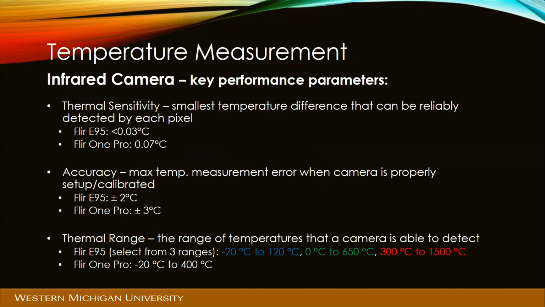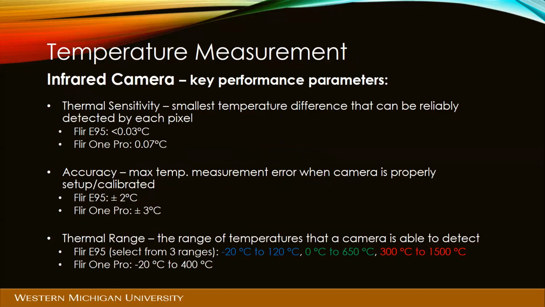Our FLIR E95 is a handheld higher resolution camera. That one retails for about, they don't make it anymore, but at the time before they upgraded it, they retail somewhere in the $8,000 to $10,000 range. For $8,000 to $10,000, you can detect differences from pixel to pixel of approximately 0.03 or less than 0.03 degrees Celsius. So that is an extremely small temperature difference, especially for what we're going to be doing, right?